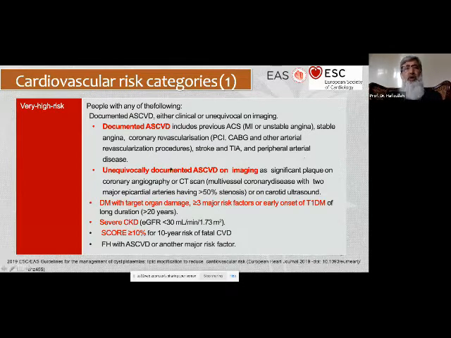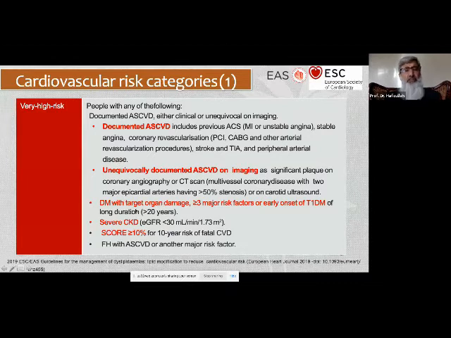And people who have unequivocally documented cardiovascular disease on imaging, which means significant plaques on coronary angiography or CT angiography, but at least in two vessels and more than 50%, or blockages in the carotid artery on ultrasound. So those who have documented cardiovascular disease, or those who have documented cardiovascular disease on imaging.